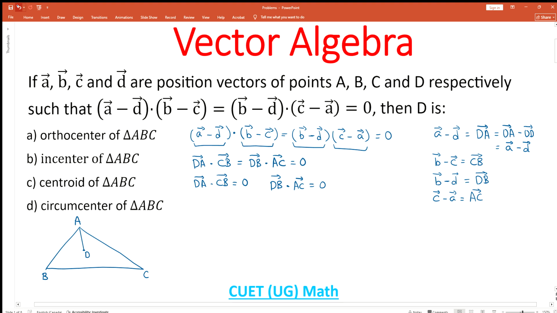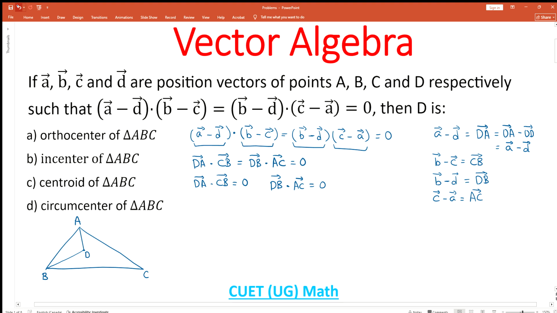As per the second dot product equation, vector DB is perpendicular to vector AC. We can draw vector DB. Vector AC represents side AC in the triangle. Since the dot product is equal to 0, that means vector DB is perpendicular to side AC. That means vector DB is part of the altitude from vertex B to opposite side AC. Vectors DA and DB have common point D. That means at point D, the altitudes of the triangle cross each other.